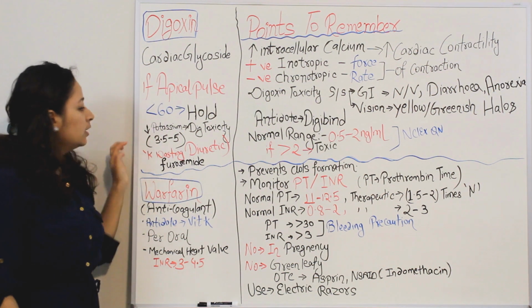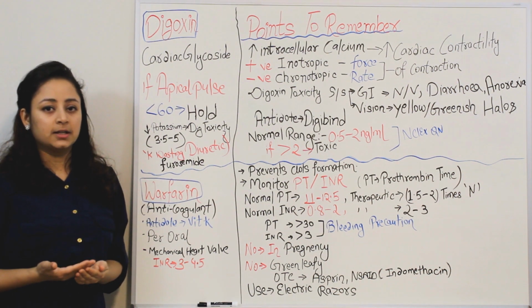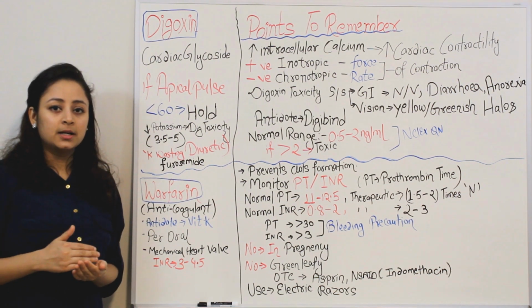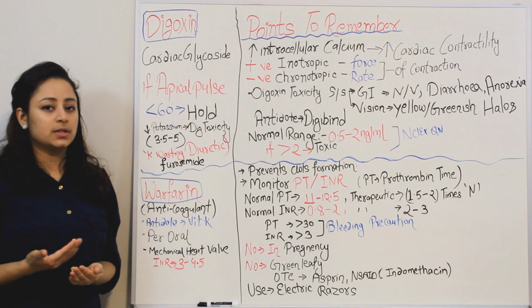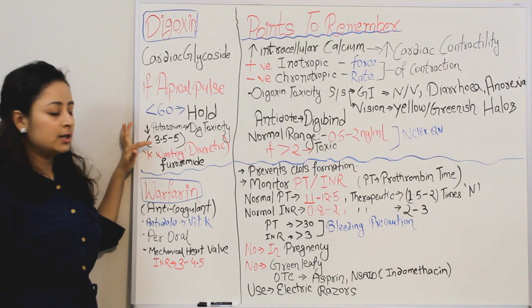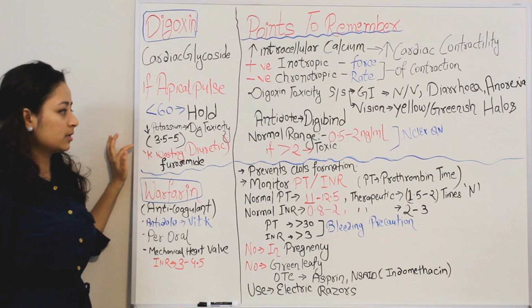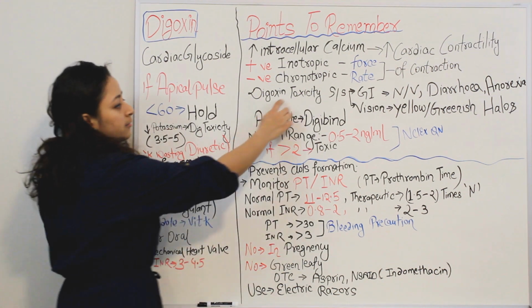And also potassium and digoxin have a kind of reverse effect. If the potassium level drops, digoxin toxicity can increase. We know that the normal range for potassium is 3.5 to 5. So if the level is less than 3.5, there is an increased risk for digoxin toxicity, and we can see these kinds of signs and symptoms.